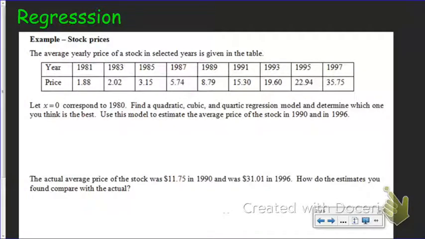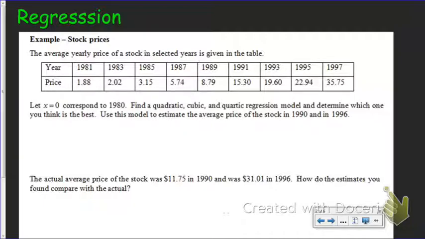Hi guys, so what we're going to do today is use our calculators to learn some more stuff about polynomials. The first thing we're going to look at is regression. We did regression earlier this year with sinusoidal functions, and you've done regression with linear functions back in Algebra 1 at least. Now we're going to look at the other regression modes that we haven't quite seen: quadratic, cubic, and quartic regression.